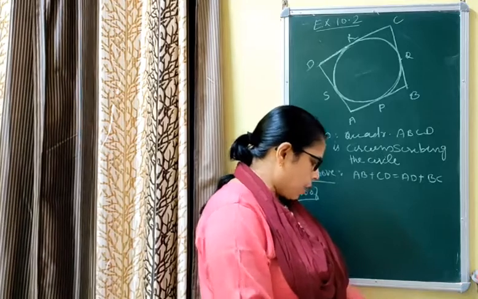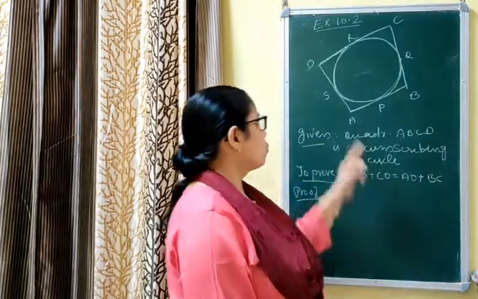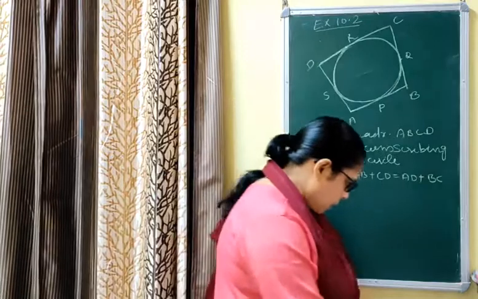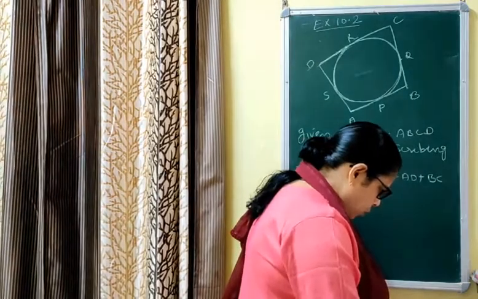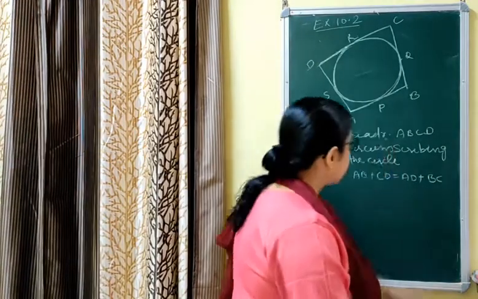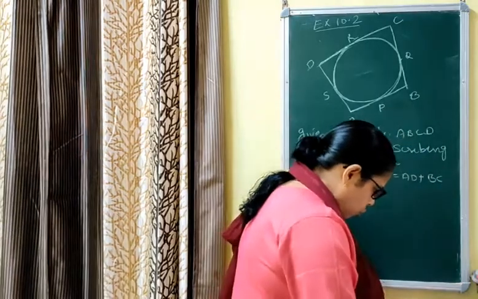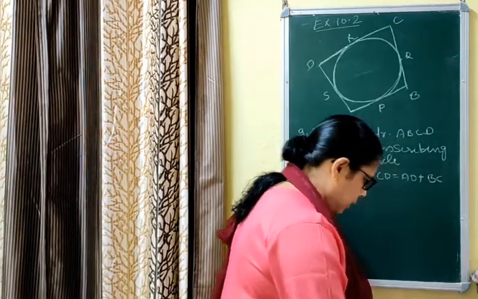In the last class we have done questions up to 7. Now today we are going to do question 8. I am reading the question. A quadrilateral ABCD is drawn to circumscribe a circle as in the figure that is given here. You have to prove that AB plus CD equal to AD plus BC.